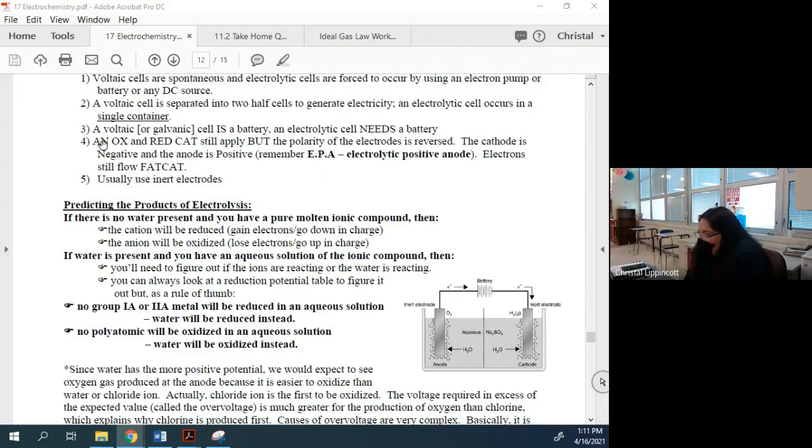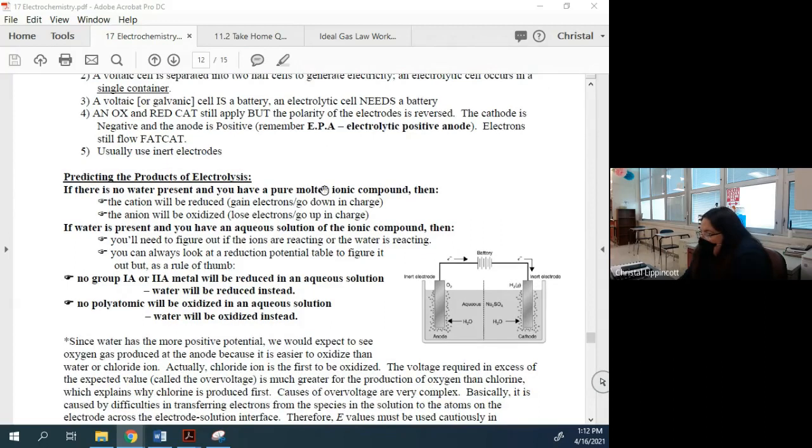Then remember, OIL RIG and red cat still apply, but the polarity of the electrodes is reversed. So the cathode is now negative and the anode is going to be positive. But the electrons are still going to flow from the anode to the cathode. It's just that they're going to have opposite charges.